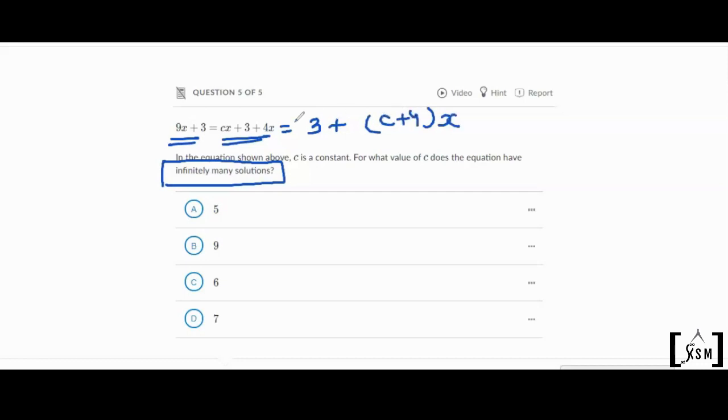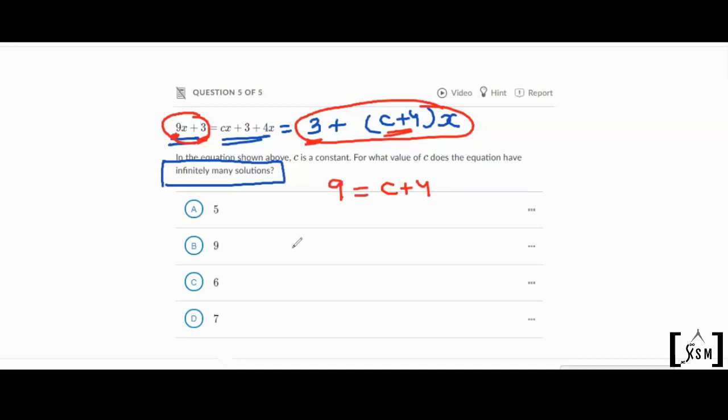Now guys, understand, the question is saying that the equation has infinitely many solutions. So the left side values and the right side values should always be the same. Anyway, 3 is there on both sides. So this 9 should be equal to c plus 4, right? Then only will both sides have all the values the same. So 9 has to be equal to c plus 4, and so we get c equal to 5.